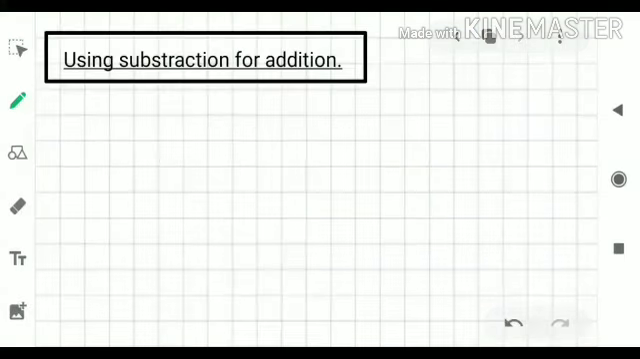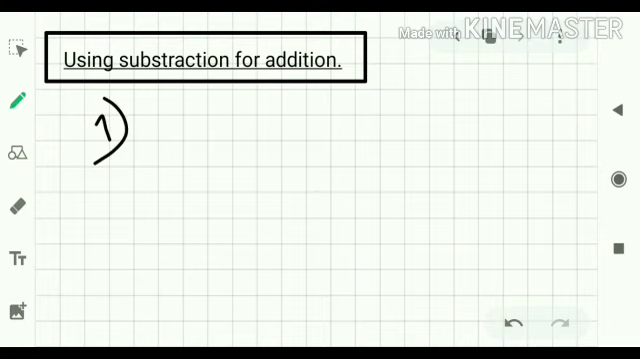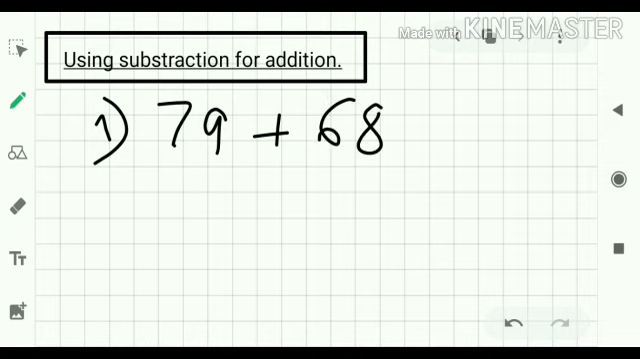Here we are going to use subtraction for addition. Let us see an example of how we can do this and enhance our mental ability to do addition. For example, we are solving 79 plus 68. What if someone tells you to do it in a fraction of a second? The common approach would be to add 9 plus 8 and do the very hefty task of carrying, which becomes very time consuming. So how do we use subtraction for addition?